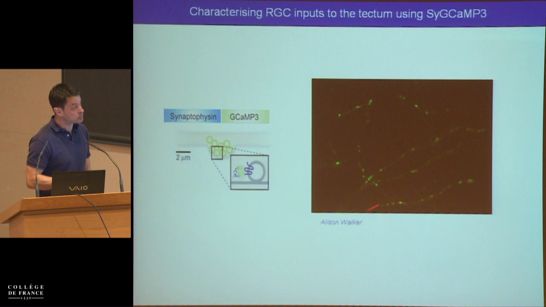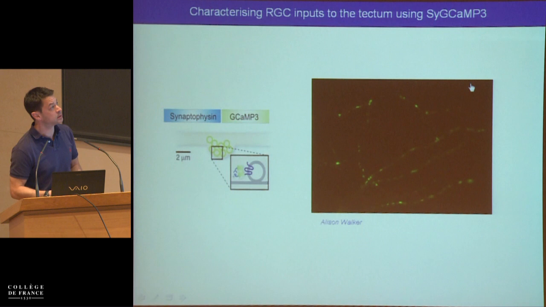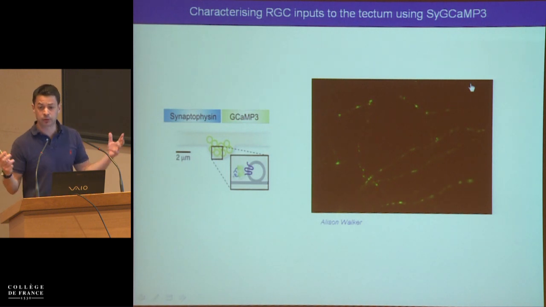And Ali Walker, who was a really good student in the lab, characterized the probe using hippocampal neurons in culture. The reason we did this is that you can really precisely control the pattern of activity just using extracellular field stimulation. You can see it has a nice punctate distribution, as you'd expect for a presynaptic protein. And then when Ali field stimulates these cells, we get really nice fluorescence increases.